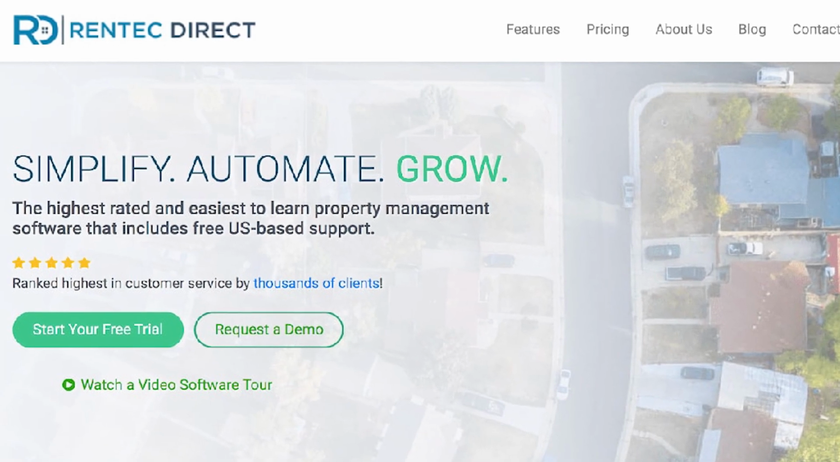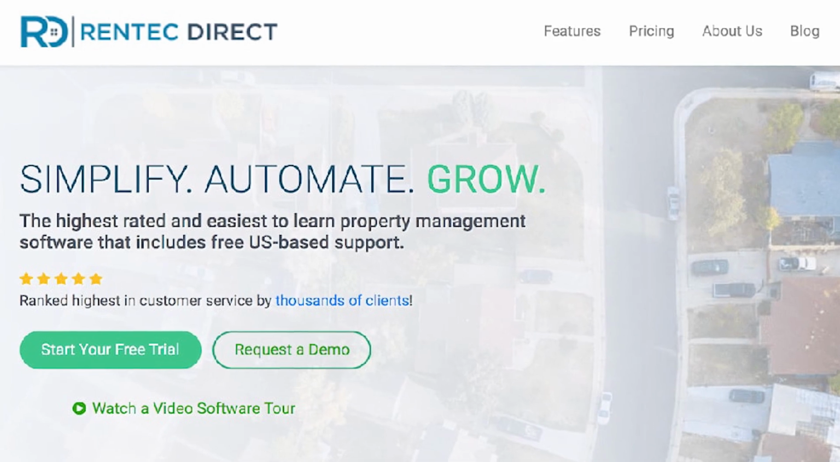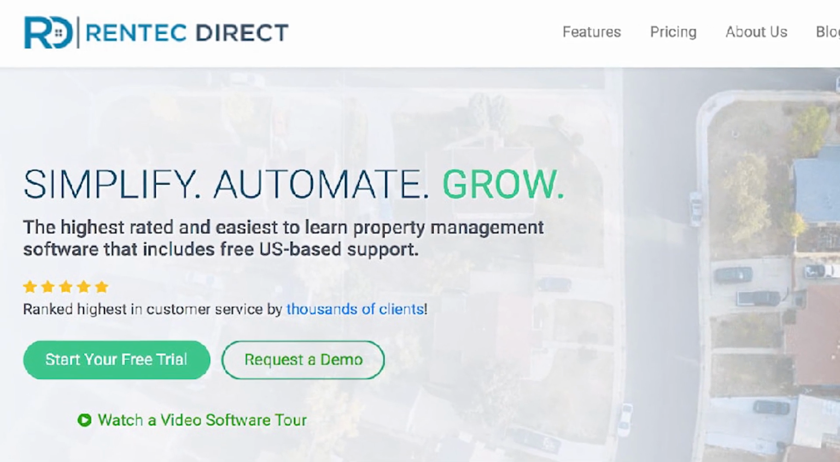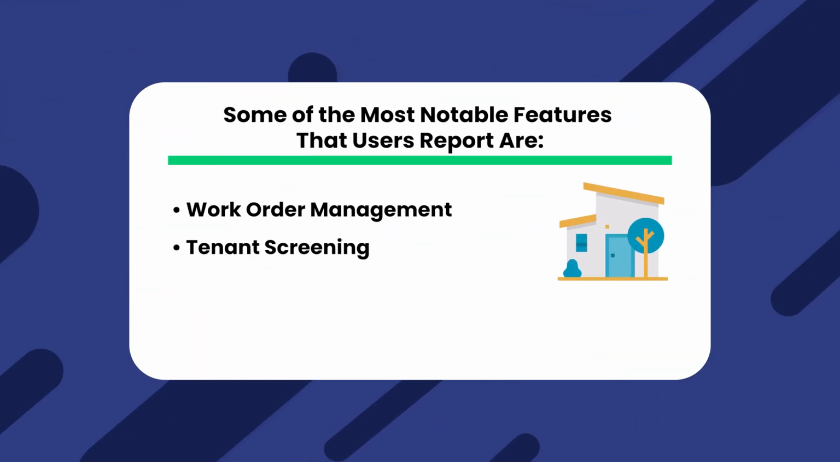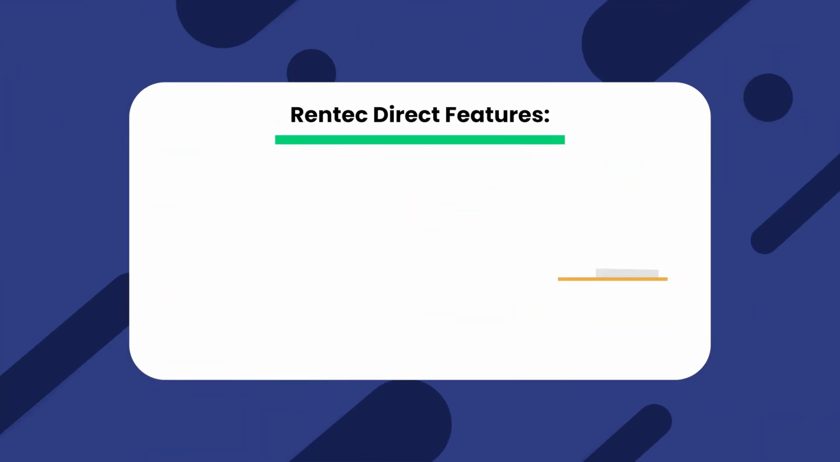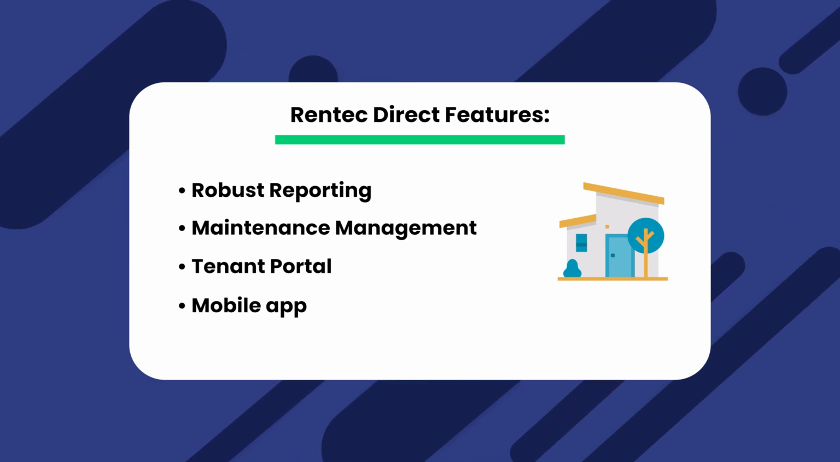Another solid option for property management software that can be used on a Mac is Rentec Direct. This software is a solid solution that offers a robust set of features. Some of the most notable features that users report are work order management, tenant screening, and a mobile app. However, many users report that the user interface is very outdated and slow. Some of Rentec Direct features include robust reporting, maintenance management, tenant portal, and a mobile app.